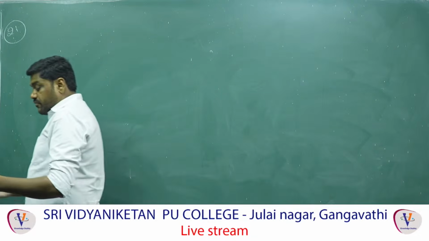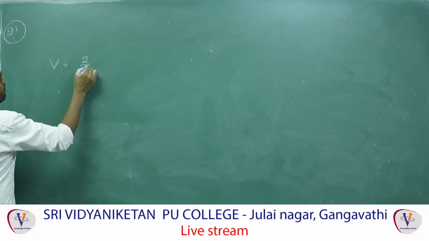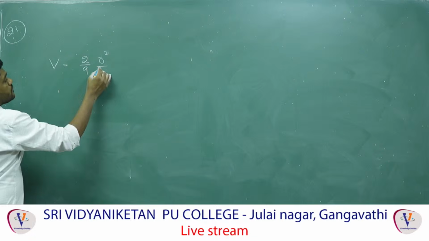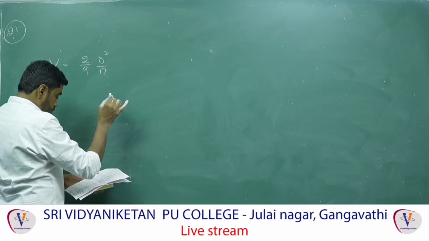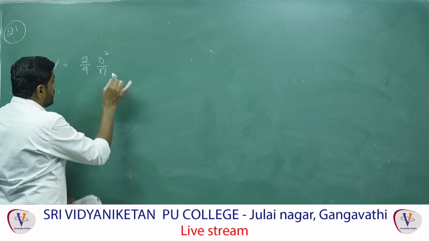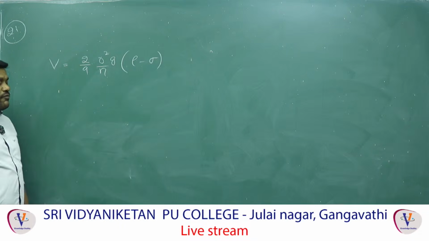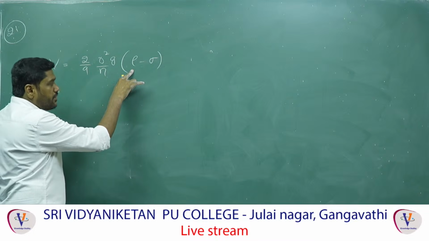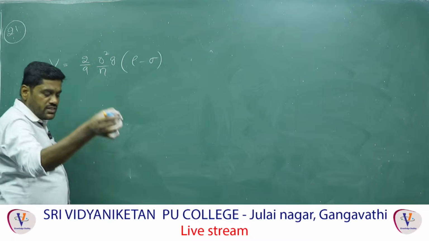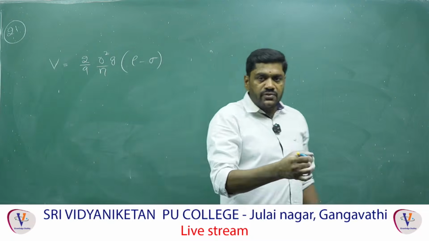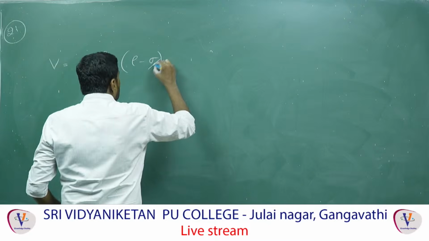Right? So the terminal velocity formula: V is equal to 2 by 9 r square by eta into g into (rho minus sigma), where rho is the density of that particle, I mean body, and sigma is the density of the viscous medium. For example, when the ball is coming through the air, if the air density is neglected, therefore sigma is equal to 0. Therefore here they have given this part equal to 0, you take.